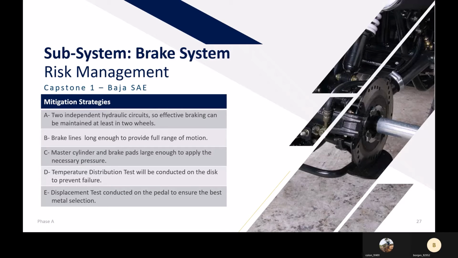Here we can see the mitigation strategies for those risks, which are having 2 independent hydraulic circuits, so in case one of them fails, the other one keeps working. Brake lines should be long enough to provide full range of motion. The master cylinder and brake pads should be large enough for the necessary pressure. A temperature distribution test will be conducted on the disc to prevent failure, and a displacement test will be conducted on the pedal to ensure the best metal selection.